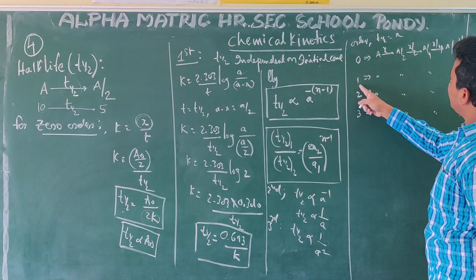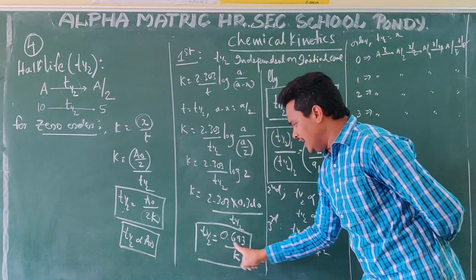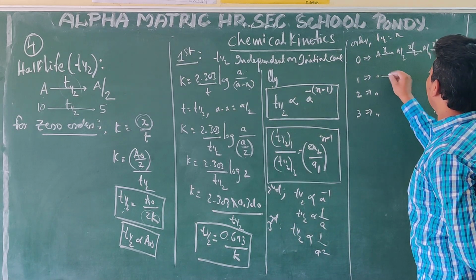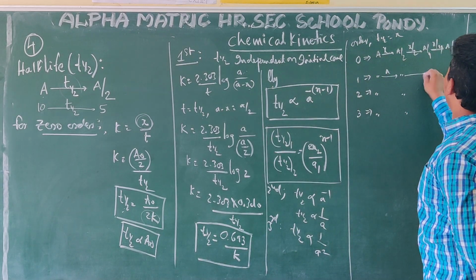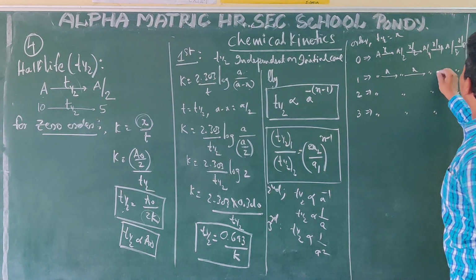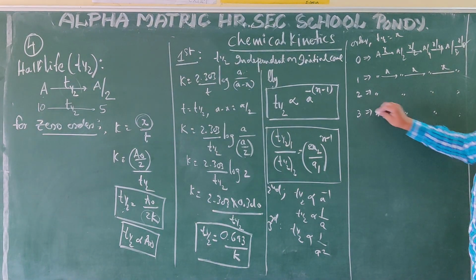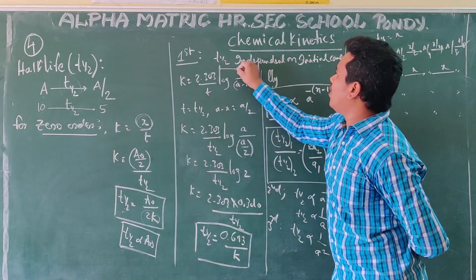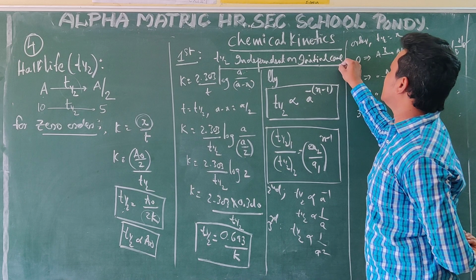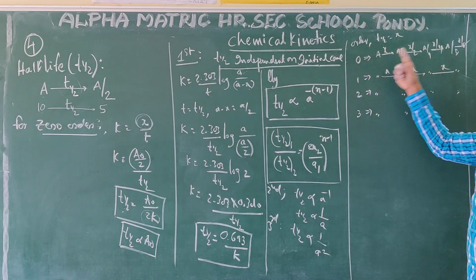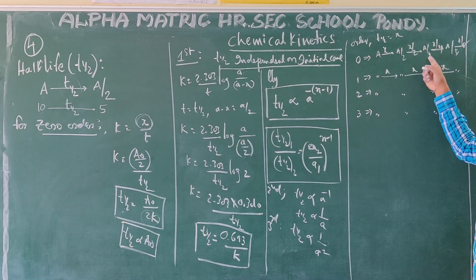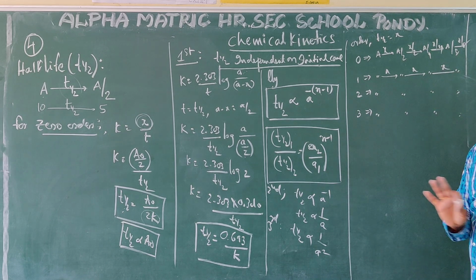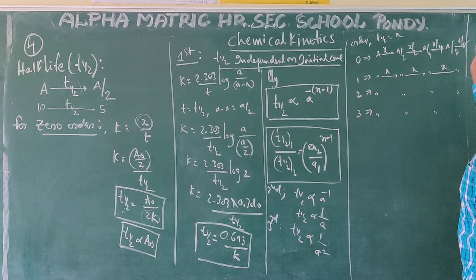Now, first order reaction. What is first order? First order is independent of initial concentration. So here to here also x, A by 2 to A by 4 also x, A by 4 to A by 8 also x. That is what you have to understand. T half is independent of initial concentration. Whatever the amount decreases, the half life of a first order reaction is not going to change. That is why I am writing x only.